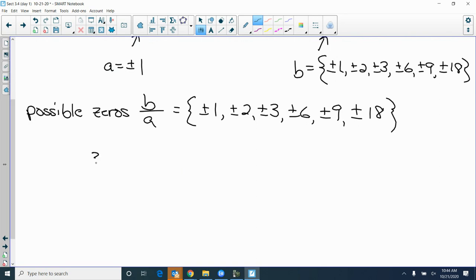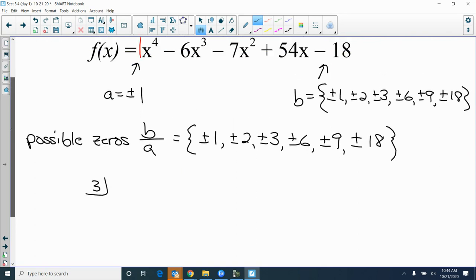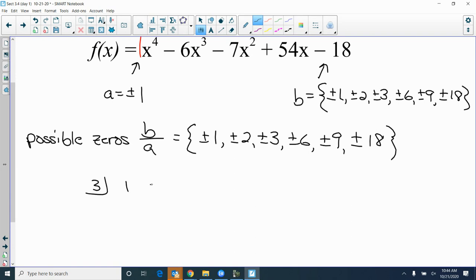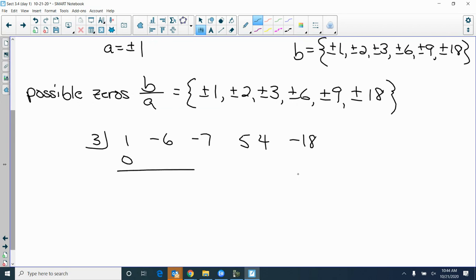And so we got 3, and then we start with all your coefficients. 1, negative 6, negative 7, 54, and negative 18. And so I got 0 here, and I got 1 times 3. Negative 3 times 3 is negative 9. Negative 16.